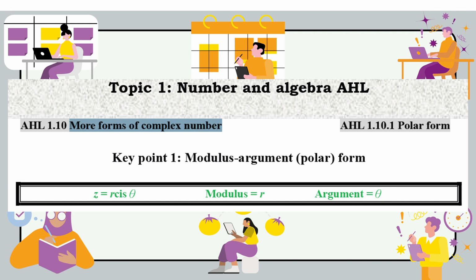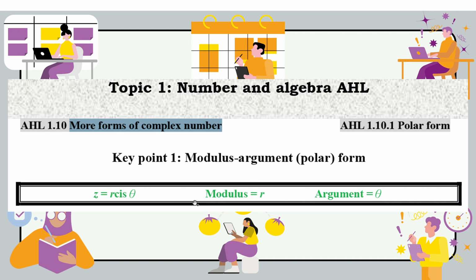It is Additional Higher Level. Number and algebra, we are still on that AHL. Now we will do 1.10. Wow, 10 sections already, or 10 units, you can say. It's more forms of a complex number. Before we had Cartesian form, right now we have a modulus argument form. In other words, it is from Cartesian coordinates to polar coordinates complex form. Complex numbers follow the polar coordinates.